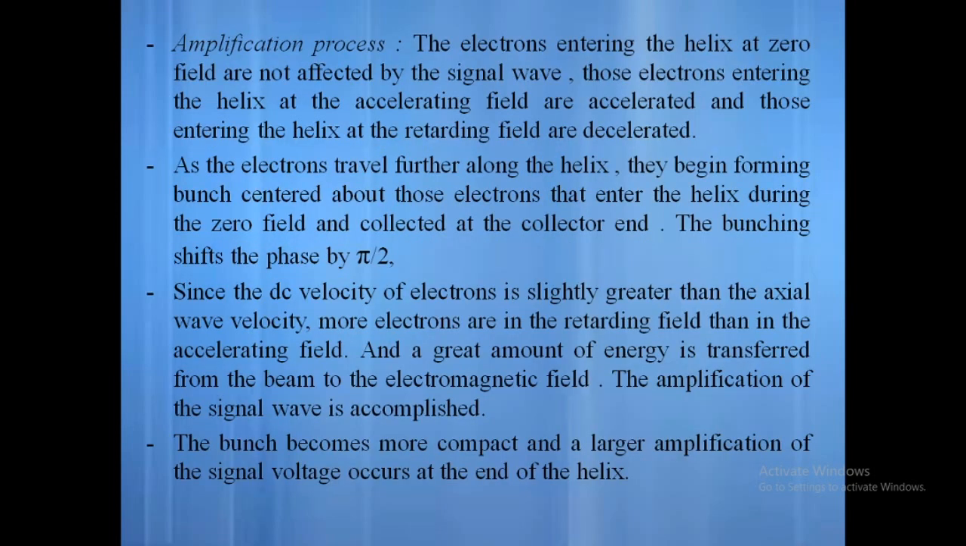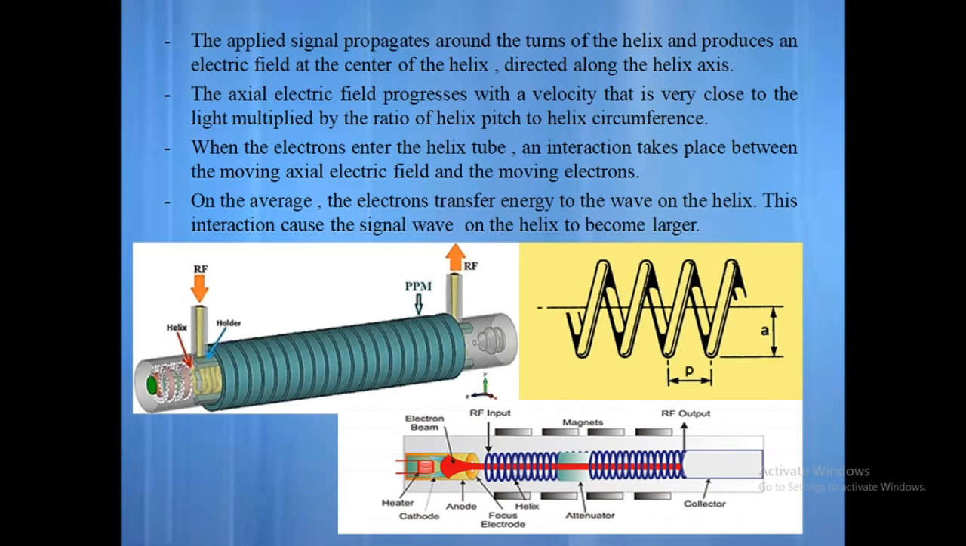Now let us see the amplification process, how it is amplified. The electrons entering the helix at zero field are not affected by the signal wave. Those electrons entering the helix at the accelerating field are accelerated, and those entering the helix at the retarding field are decelerated. Here what it indicates, I am going to go back a slide.